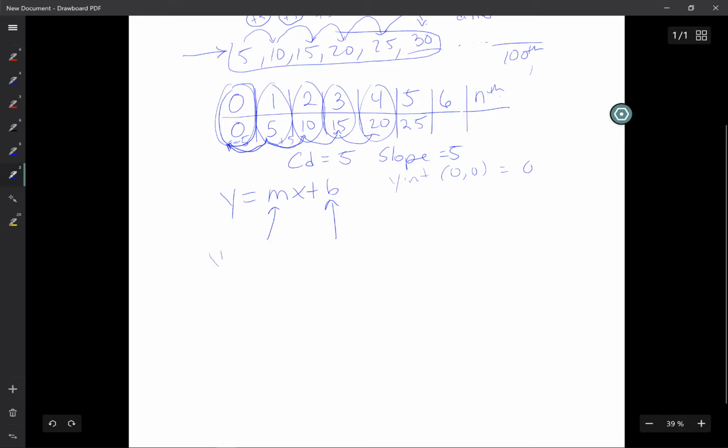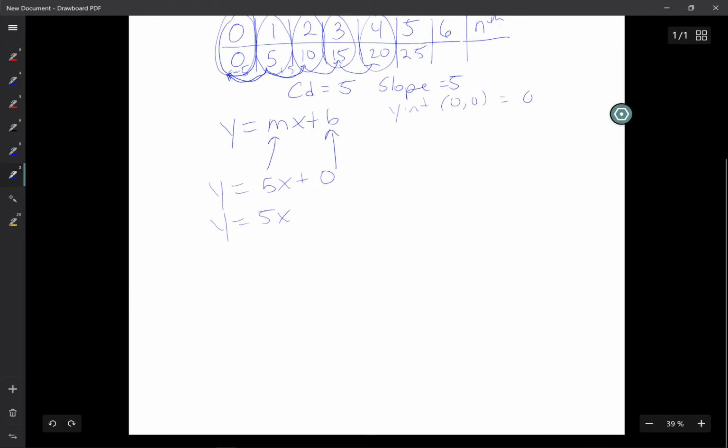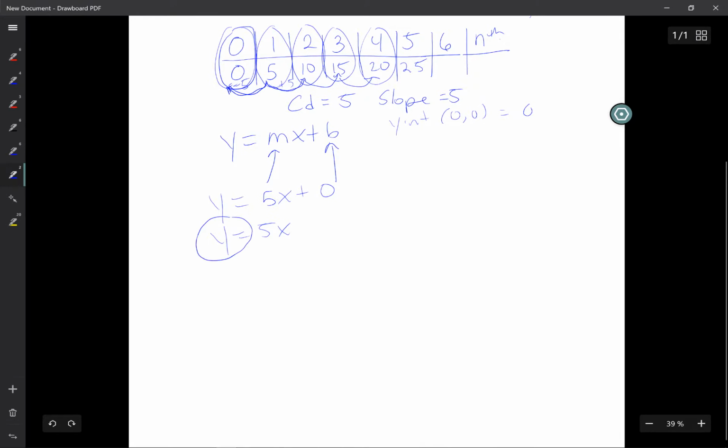So now I can write an equation. Y equals, what's the slope? 5x plus how much? Nothing. Or better yet, y equals 5x. Now, if you start looking at these more detailed, you start realizing they don't really write this y part, they only write this. All right? They only usually say, what's the rule for this type of problem? And we would say 5x.